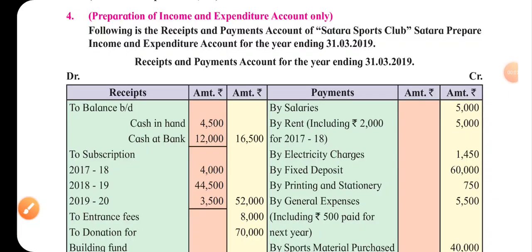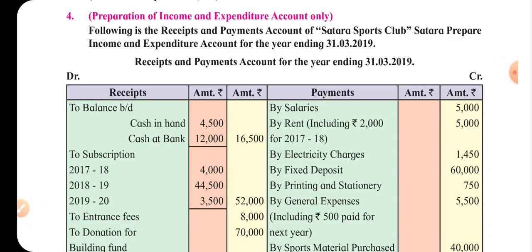Hello friends, the fourth exercise now. Following is the receipts and payments account of Satara Sports Club. Prepare income and expenditure account for the year ending 31st March 2019. You are asked to prepare only income and expenditure account here.